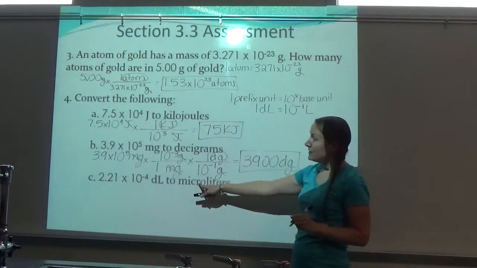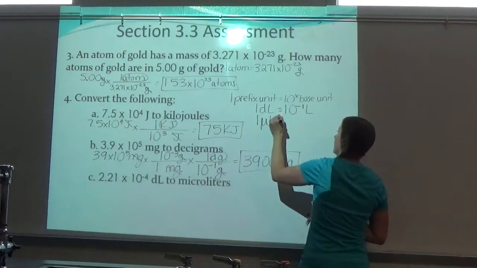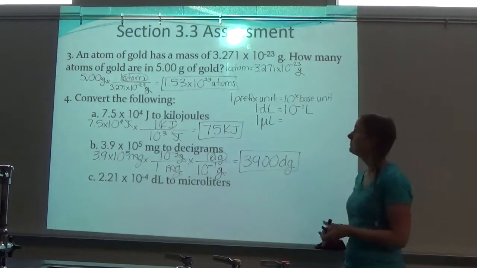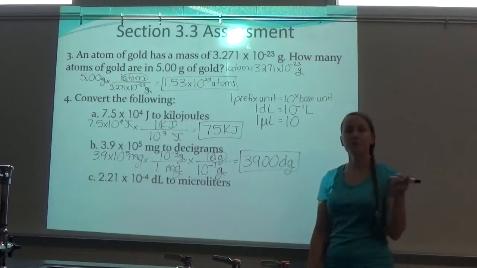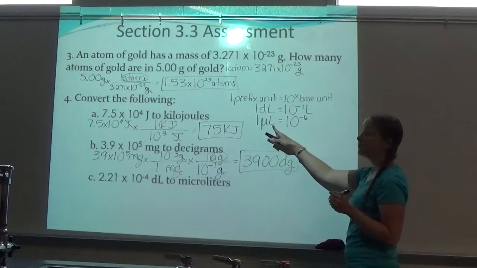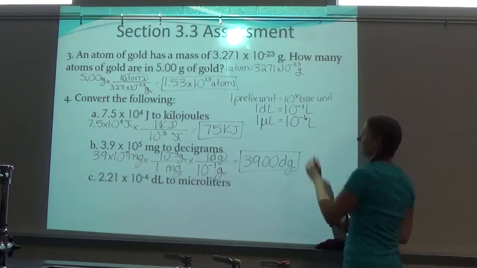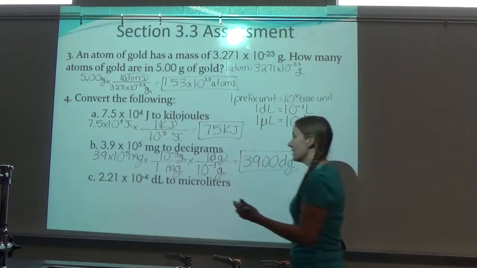All right, but I also need to do microliters. So 1 prefix unit or 1 microliter, because of course that has a prefix, is 10 to the x base unit. So if you look at your prefix chart, micro is going to say 10 to the negative 6, and your base unit for microliters is again just the liter. All right, so we have our 2 conversion factors, so we're ready to solve.